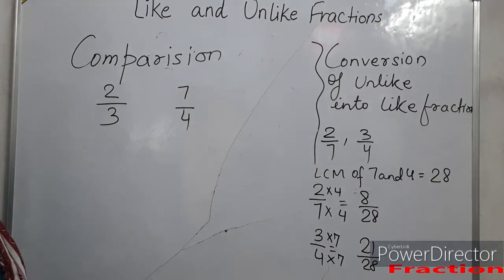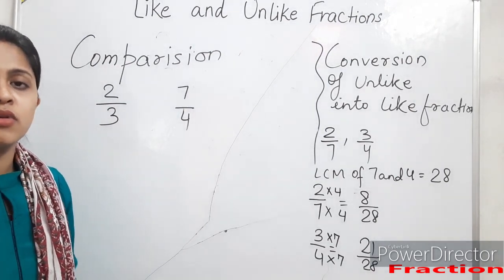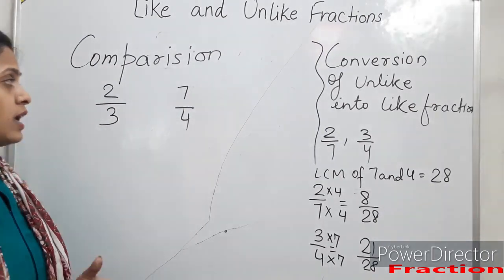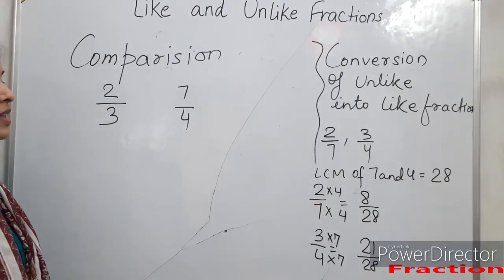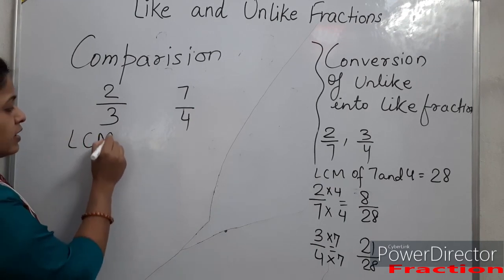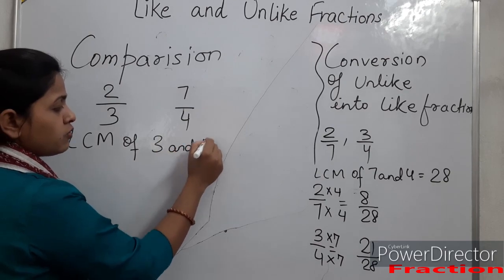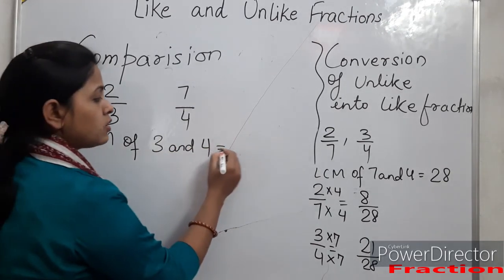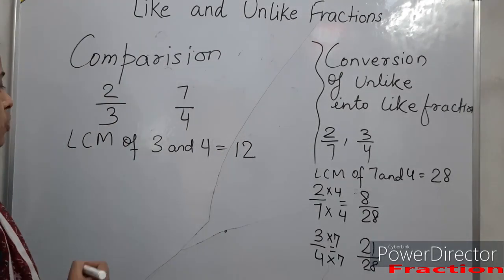We have to tell which fraction is greater, which fraction is smaller, or whether they are equal. Okay, so let's see. Again we have to do the same thing as we have done there. We have to take the LCM of 3 and 4. The LCM of 3 and 4 is equal to 12.